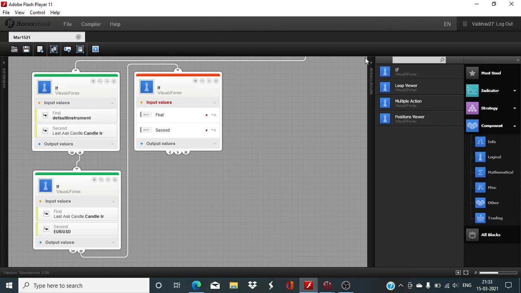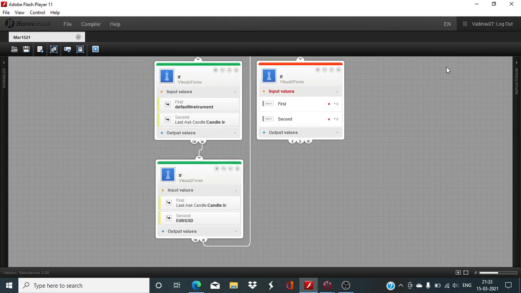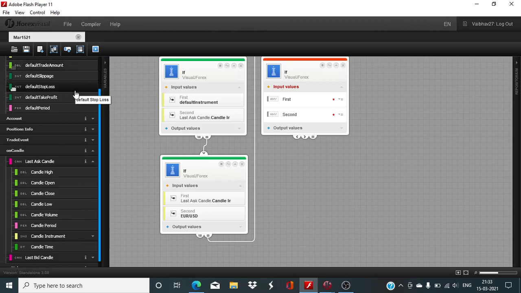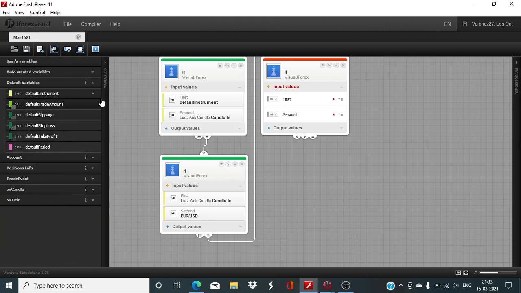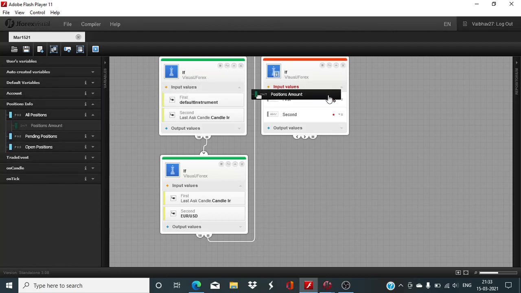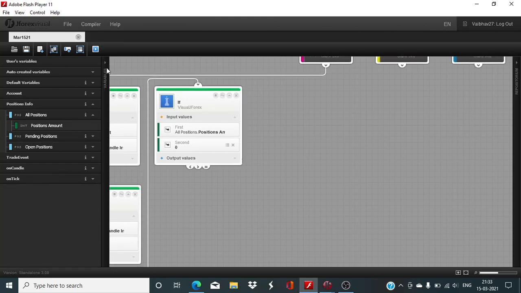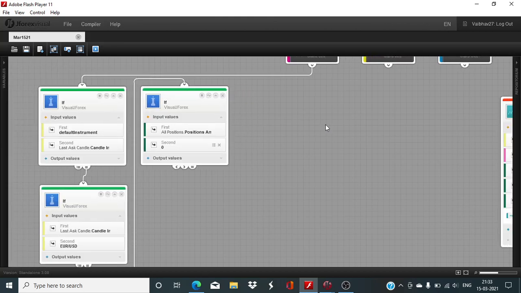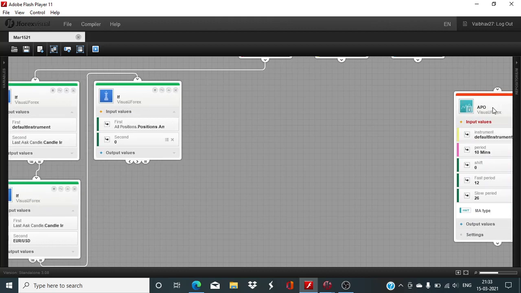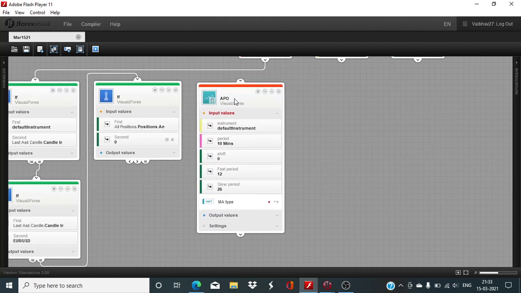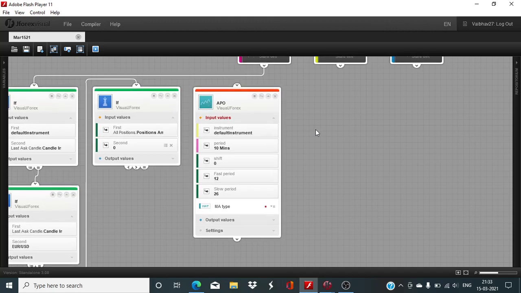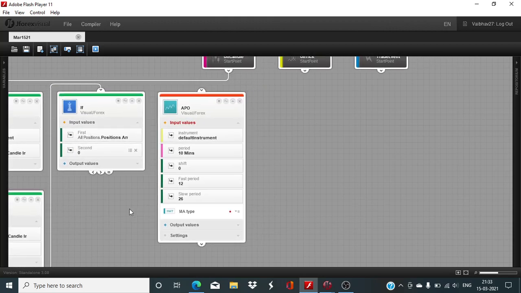So here it is, and here we will define the position amount. All position amount needs to be 0. That means whether the pending orders or the open position should be 0. There should not be any pending order or any open position on the account whenever the order will be placed for this algorithm.